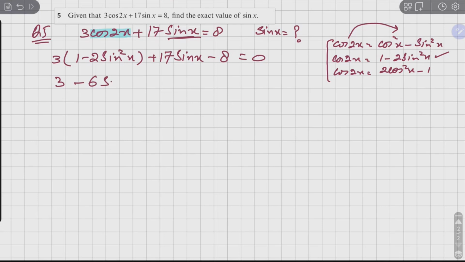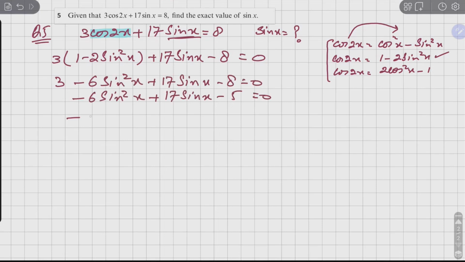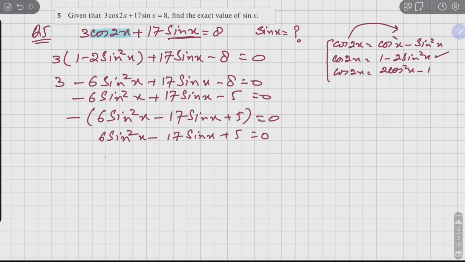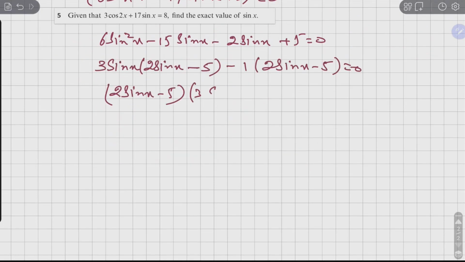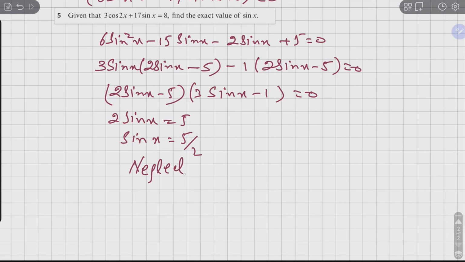3 minus 6... 5 by 2 is a number which is greater than 1. You know, the range for sine is between 1 and minus 1. So we neglect this answer. And for this, sine of x is equal to 1 by 3.